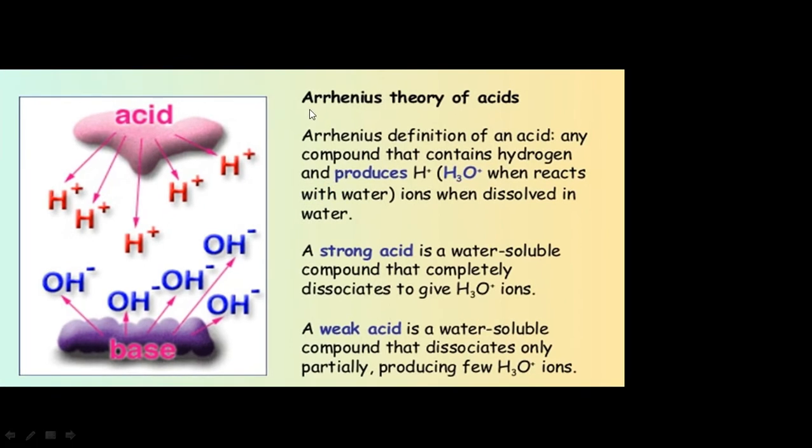As per Arrhenius theory, what is an acid? An acid is a compound that contains hydrogen and produces H+ ions or H3O+ ions when it reacts with water. These are called hydronium ions.